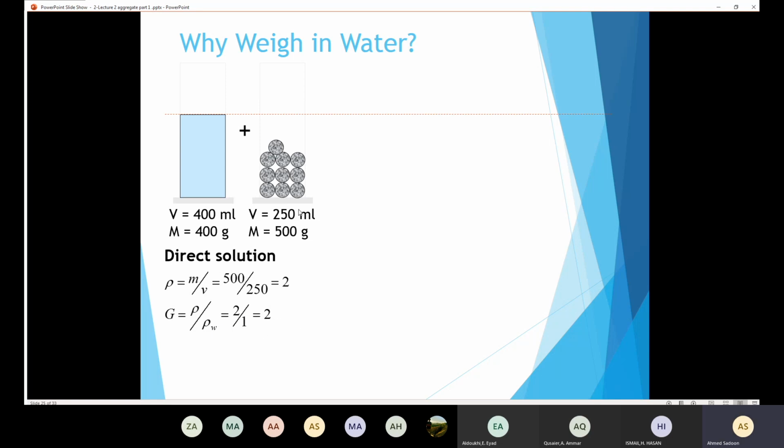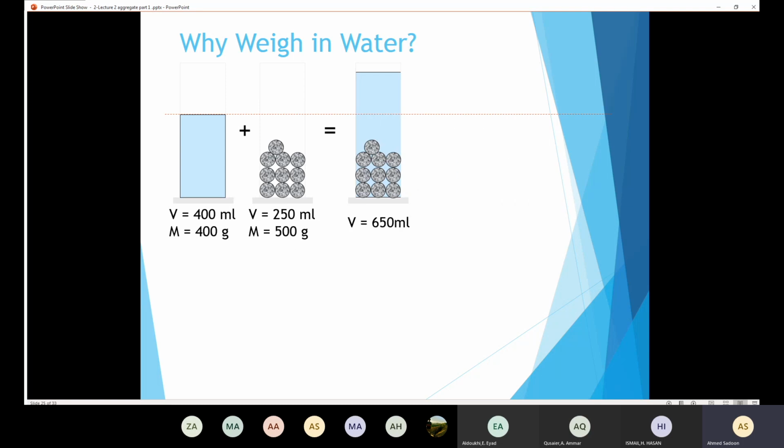So this is the direct solution in case you know the volume of the aggregate, but it's difficult to know the volume of the aggregate, so we are going to put the aggregate inside the water. If you put the aggregate inside the water, assume that here the volume of the water is 400 milliliters, and here the volume of the aggregate is 250 milliliters. That means now the volume is going to be this one plus this one, which is 650 milliliters, right? So now the volume is 650 milliliters.